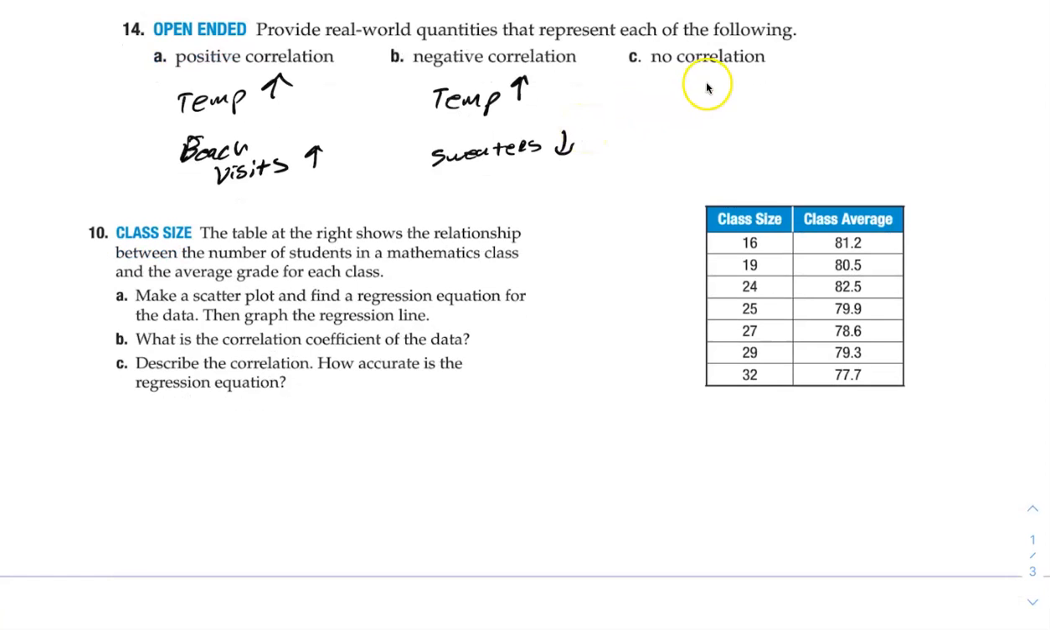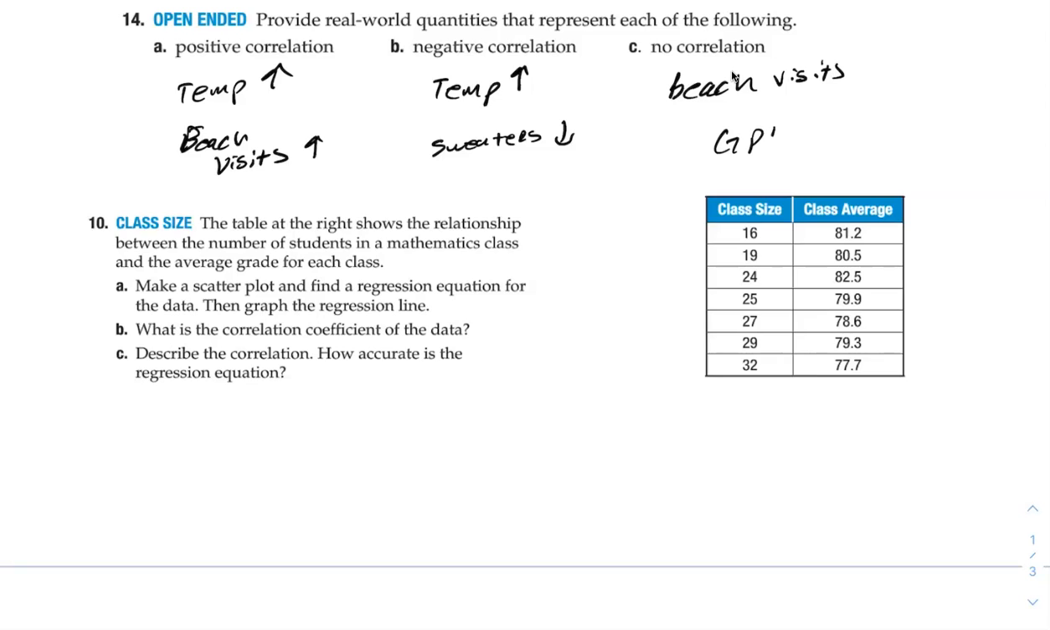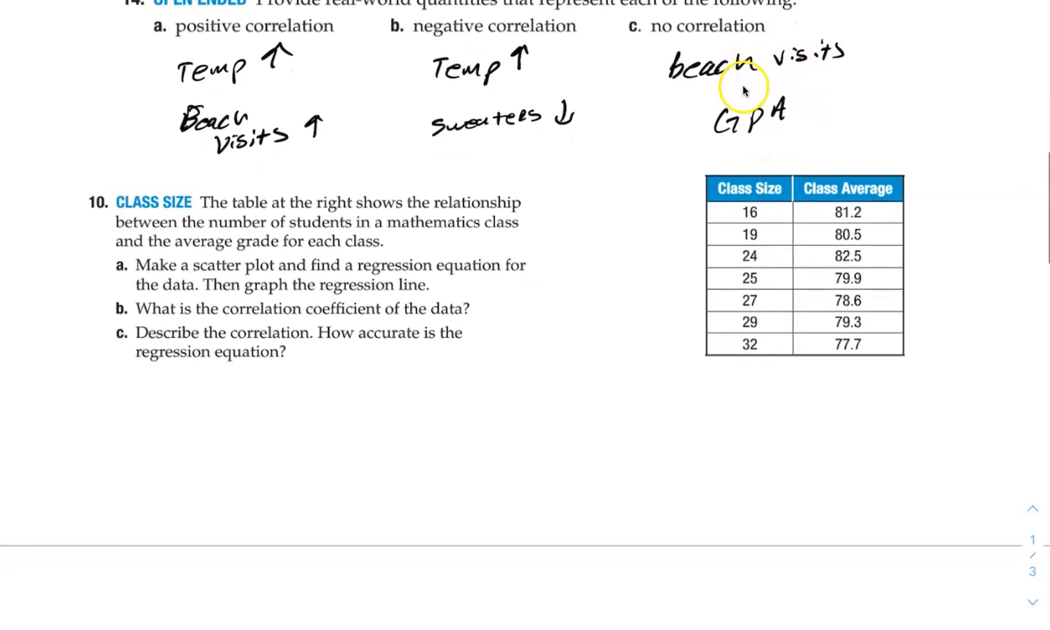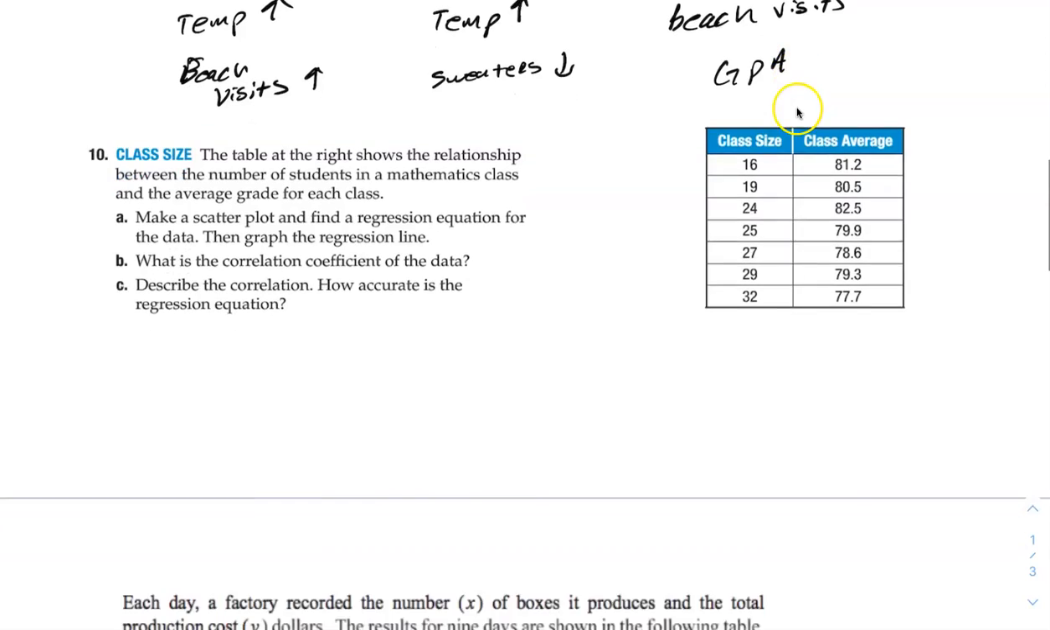And then we're going to do no correlation. So it's two things that don't correlate. How about beach visits and GPA? I imagine those things don't correlate. The number of times you go to the beach doesn't really matter what your GPA is. So no correlation, right? Like people who have high GPA go to the beach all the time, and people who have low GPA go to the beach all the time.